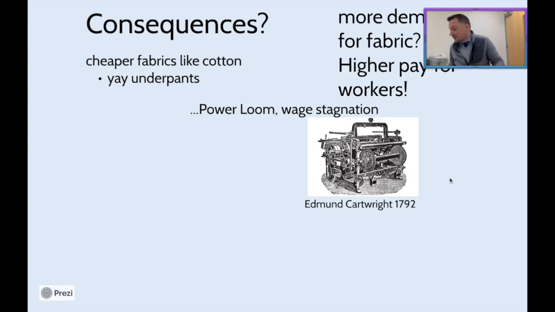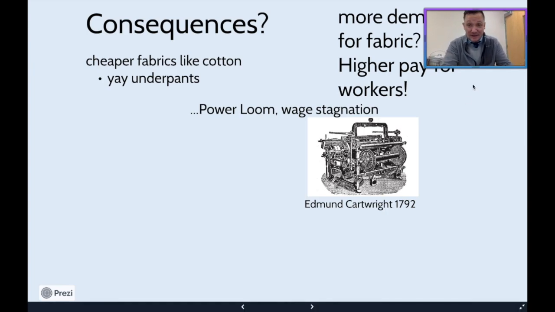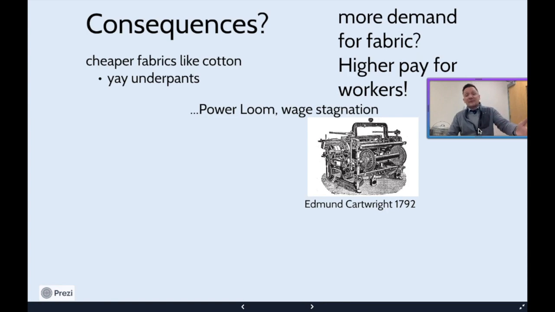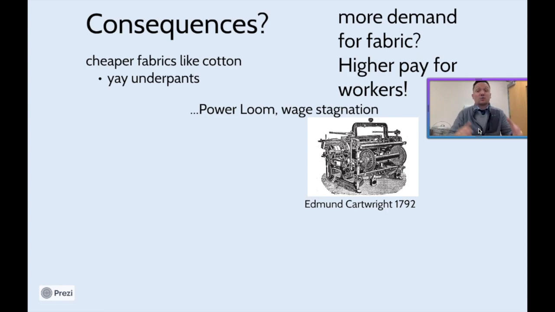Now, the big thing in general when we're looking at this is what is going to happen in the textile industry in the Industrial Revolution, right? We're talking about cheaper fabrics, and cotton is going to start being used. We're going to start turning away from wool because cotton is going to be easier to produce. Another big thing is that a lot of that cotton was actually produced in India. But another thing is more demand for fabric, higher pay for workers. Wages will increase, which is going to be one of the earliest consequences of the Industrial Revolution.